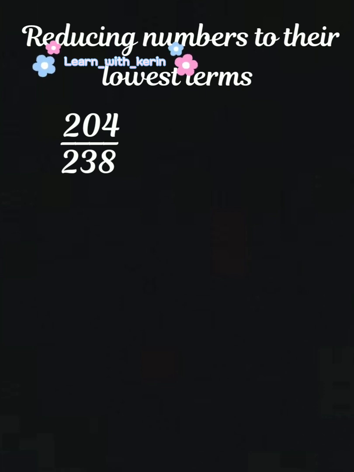Let us consider one example here, children. 204 divided by 238. To reduce the given fractional number into its lowest form, we need to divide both the numbers, that is, the number in the numerator and the number in the denominator, by one number. That is, the number in the numerator and the number in the denominator should be divisible by one number. Both the numbers should go in one table.